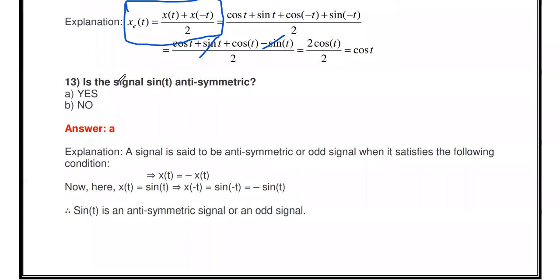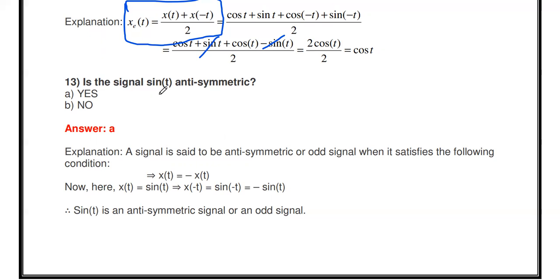The next one is, if the signal, that is sin t. Okay, so it's not a sin t, it's a signum. Okay, signum of t, it is antisymmetric. Okay, yes, the signum of t is antisymmetric. Okay, sorry, sin t. Okay, the signal is the signum of t. It's the next question. So yes, the signal sin t is antisymmetric.